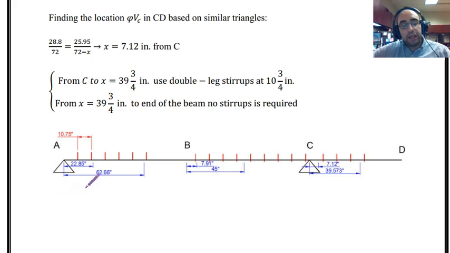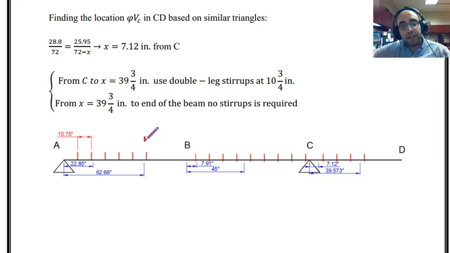I said from point A to 62.75, or 62 and 3/4 of an inch, I have to use double leg stirrups at 10 and 3/4 of an inch. As you can see, these are the stirrups. Note that these blue annotations or dimensions that I'm showing are the locations where we had 5 VC and 5 VC over 2. And as you can see, the stirrups that we are putting are based on measuring the spacing with a tape measure. This is how they are constructed. So I have to just make sure that I'm covering the regions that are important for me. And as you can see, these are covered by the stirrups.